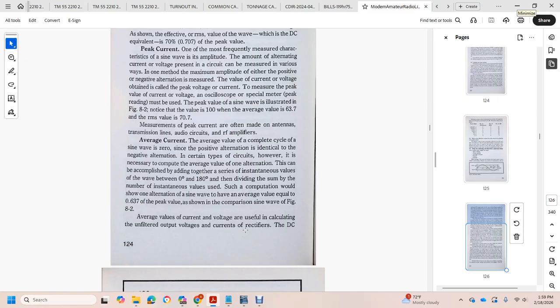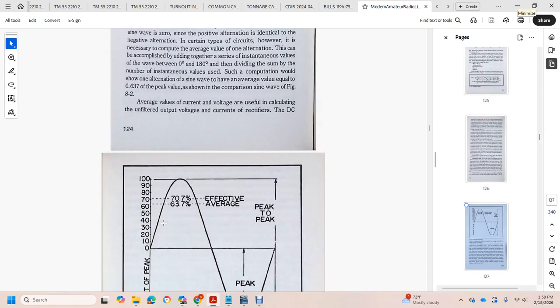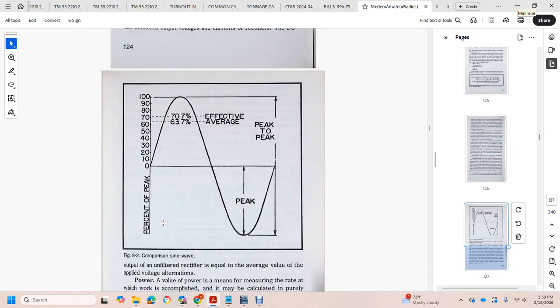The peak value shown in comparison, the sine wave in figure 8.2, has average values of current and voltage useful in calculating the unfiltered output voltage and current of rectifiers. The DC output of an unfiltered rectifier is equal to the average value of the applied voltage alternation. This shows the percentage of the peak: 100 peak, 70.7 effective, 63.7 average.